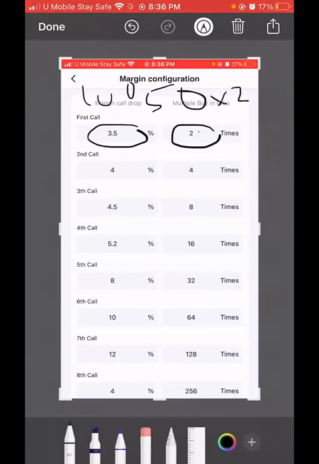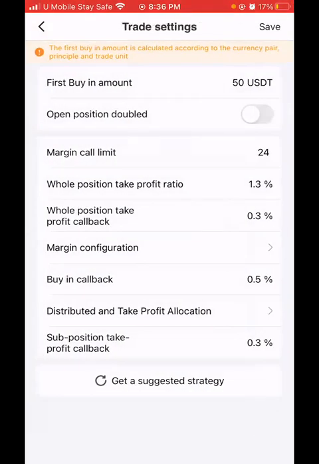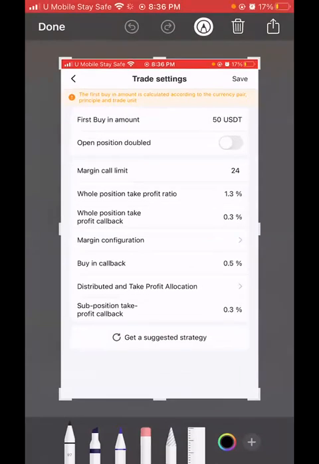Now, what does that whole position take profit mean? It means, Robert, if you come out from this 3.5 and start going up, and you move 1.3 above the 3.5, take my profit. So that means this $100 that I have invested, once the robot comes out of this margin call and moves up 1.3, then let the bot take profit. That is what whole position take profit means.